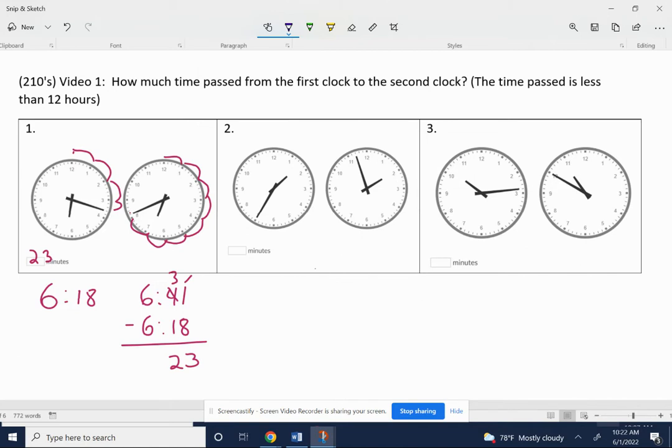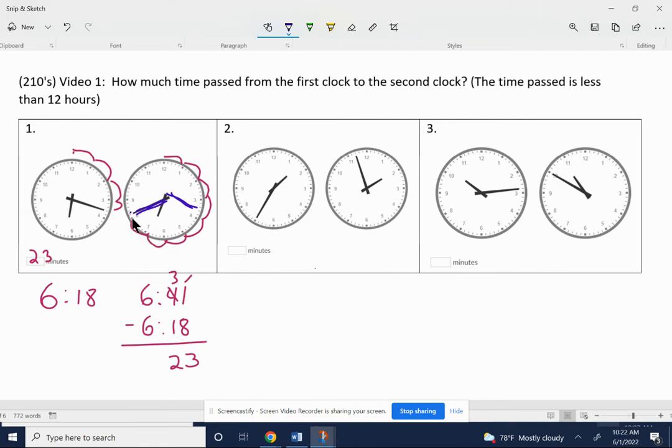Let me show you another way you could think about this briefly. If I have 6:41 on my second clock and my first clock was 6:18, I'll try to draw it at the right spot there, pretty close. You could just think about the minutes in between those two marks. Each full set between each two numbers here is worth 5 minutes.